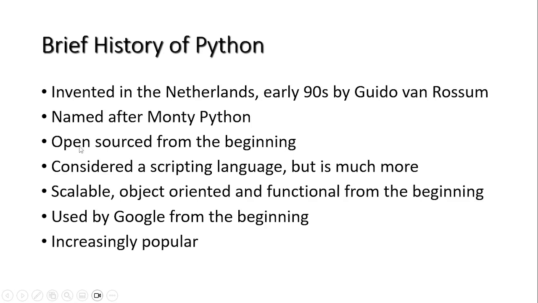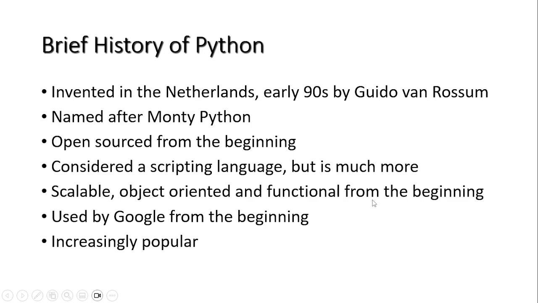So it is open source from the beginning. Open source means that anybody can use it because it is open source and it is free. It is considered a scripting language but is much more, because it can be used in web development and machine learning. So it is also scalable, object-oriented programming, and functional from the beginning.